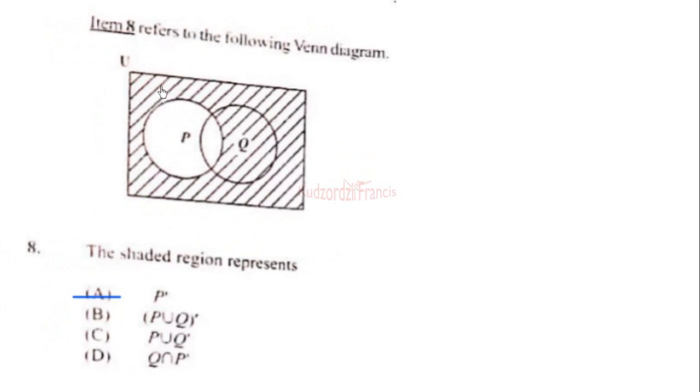Then we have this. We are familiar with this question already. So the shaded region is P prime. This region is P prime. So the correct answer is A. If you ignore this, you see that the remaining region is P prime.